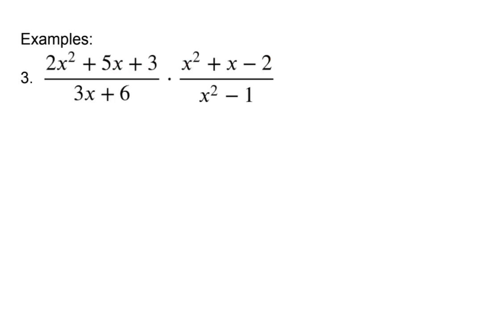Let's do one more. In example 3, good news, it's multiply, so we don't have to worry about keep, change, flip. Bad news is we've got a lot of add and subtract going on, so that means we're going to have to get all this stuff factored before we can do anything. So I look at this and I go, oh, crud, this one's going to be a little bit more fun to factor. So we're going to take him out to the side here and factor him because he's a little intense. He's got a lead coefficient of 2.